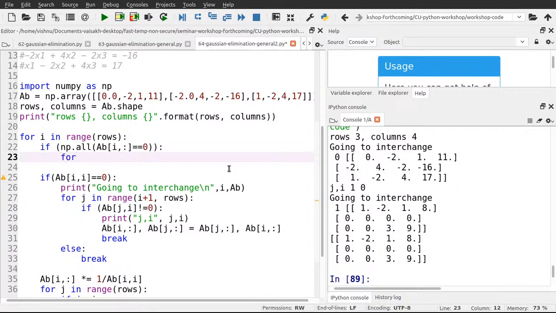Otherwise, what we can do is interchange with the I plus one row, and now the I plus one row is in the ith row. Since the I plus one row is in the ith row, I has become one more. So reduce I by one and again continue so that we can repeat this process. I think that's the only way. I'm not finding any other better logic. So let us just interchange with the I plus one row.